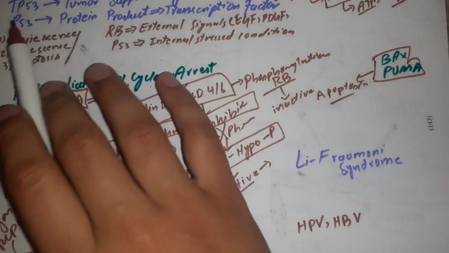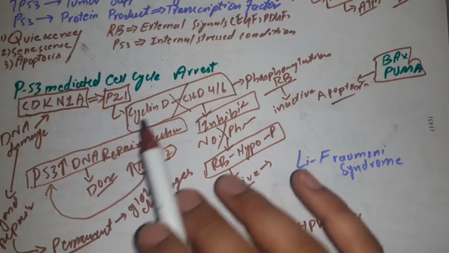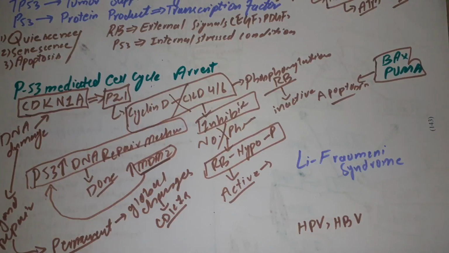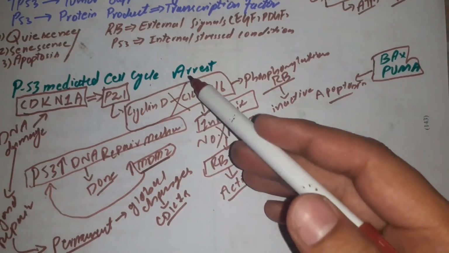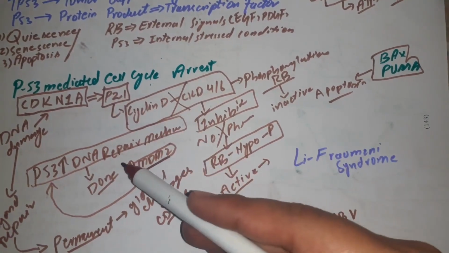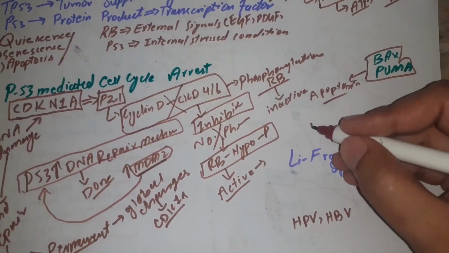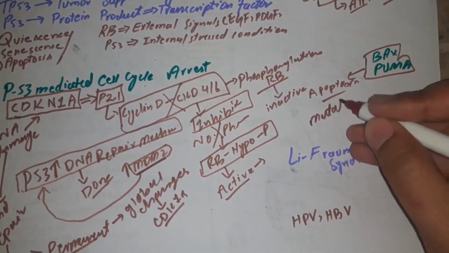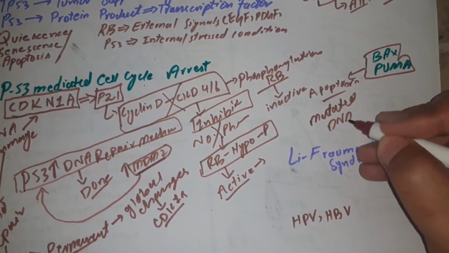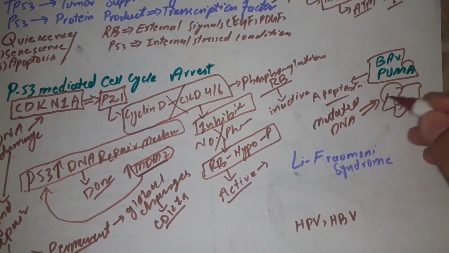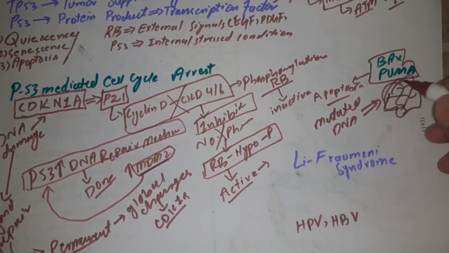However, if its function is mutated, normally it does not allow the cell with damaged DNA to progress, grow and divide. However, if it is damaged in one way or another, what will happen? There will be no arrest of the cell cycle, there will be no DNA repair, and the cell will continue to grow. And when a cell with mutated DNA continues to grow, what will it lead to? It will lead to the production of tumor cells and carcinogenesis.